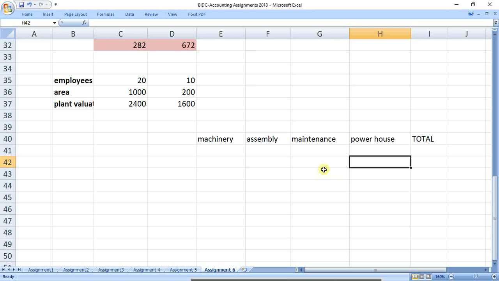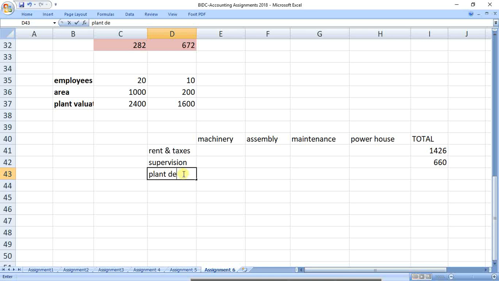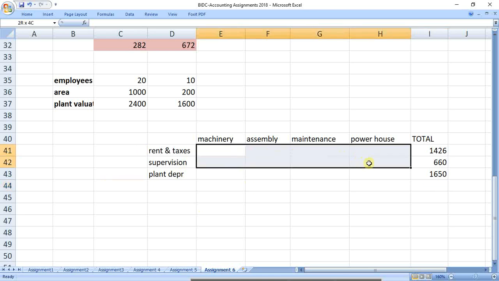What are the other costs? Rent and local taxes. Let's write that down. Rent and taxes. How much was the total? 1426. Agreed? Okay. Supervision. How much was the total? 660. And then plant depreciation. 1650. Okay, right, so those amounts need to be allocated to those departments.